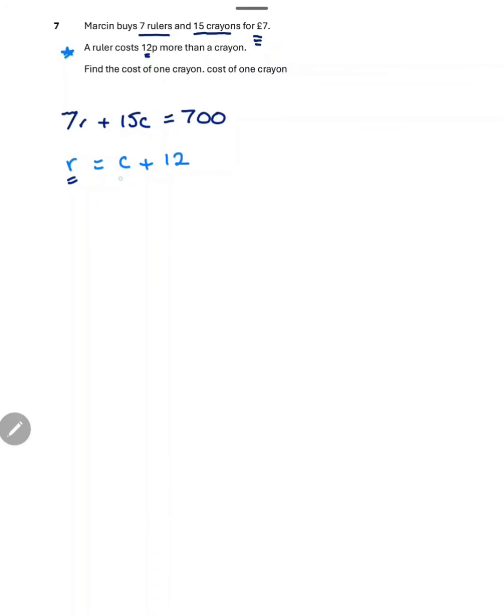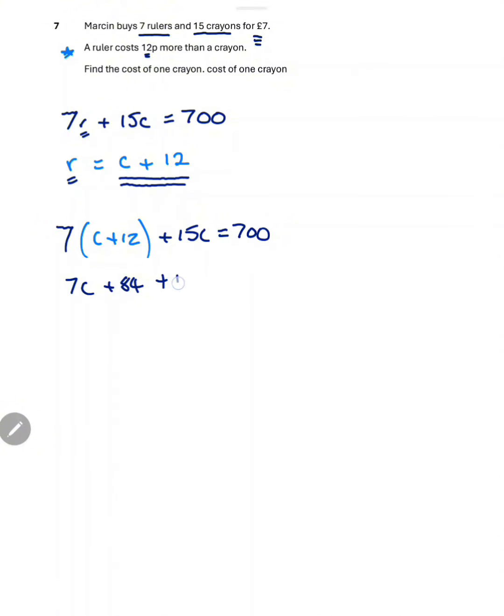If a ruler is c plus 12, then this ruler here is c plus 12. So I'm going to write 7r as 7 lots of c plus 12. And I've just substituted this c plus 12 into the first equation. And then we get plus 15c equals 700. Now we can start to work out this equation. 7 times c is 7c. 7 times 12 is 84, just expanding the brackets. Plus 15c is 700. Collect my c. 7c add 15c is 22c. 22c add 84 equals 700.